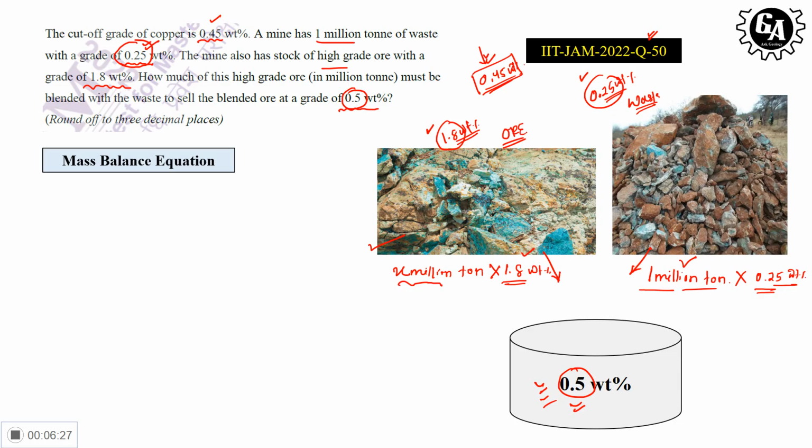if we just blend it, then the overall grade of the blended ore will be 0.5 weight percent. Okay, so what will be the volume? This is x million ton, this is 1 million ton, the blended. After blending, this will be 1 million plus x million of ore with 0.5 weight percentage. You just blend these two to get this one. Okay, so this is a simple mass balance.